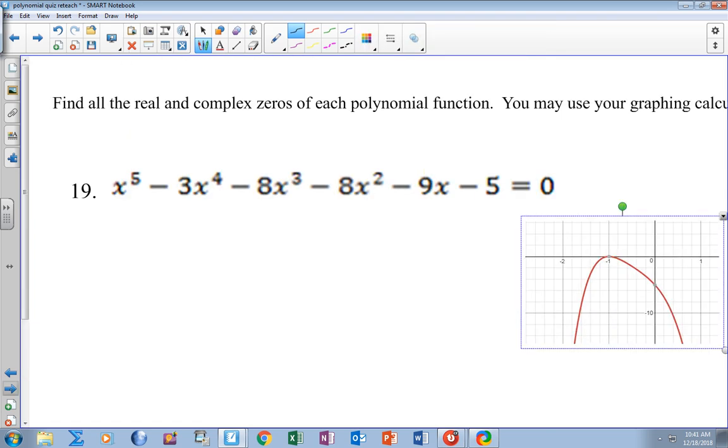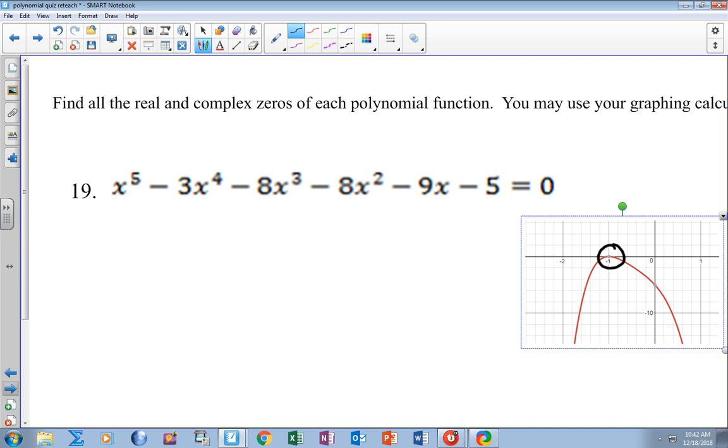All right, and then our last problem that we'll go over says find all the real and complex zeros for the polynomial function. You may use your graphing calculator. So we have a 5th degree polynomial, which means that we have 5 roots. You're going to want to use your graphing calculator to help you get started. Here's a picture. It's not the best picture, but it looks like on this that -1 is a double root. It actually looks like it might be a 4th root.